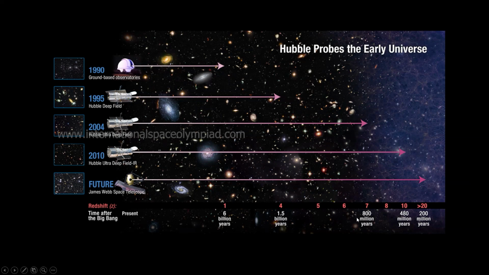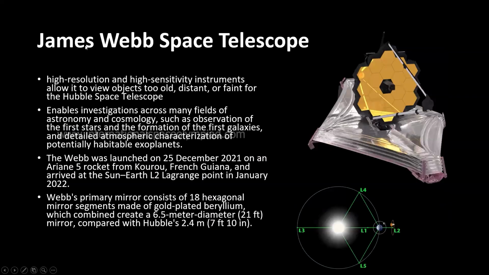See, from billions we went to millions. In 2010, 480 million, and with JWST we are supposed to see up to 200 million years. That is why we are building bigger telescopes. That is another purpose: we can see how the universe looked just after the Big Bang. And the successor of Hubble is called the James Webb Space Telescope, or JWST.